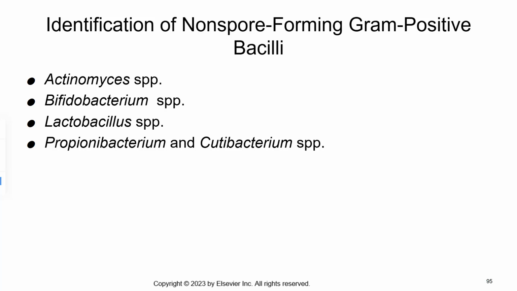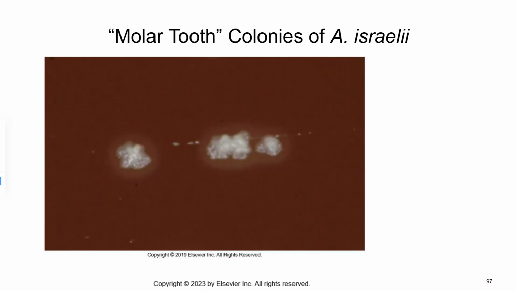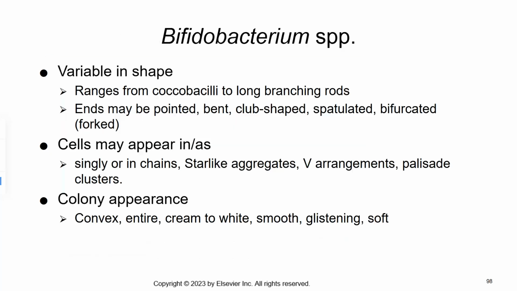So the non-spore-forming gram-positive bacilli: Actinomyces, Bifidobacterium, Lactobacillus, Propionibacterium, and Cutibacterium. Molar tooth colonies of A. israelii. Bifidobacterium, variable in shape, ranges from coccobacilli to long branching rods. Ends may be pointed, bent, club-shaped, spatulated, bifurcated, or forked. Cells may appear singly or in chains, V arrangements, palisades, clusters. The colony may come in different variations as well.